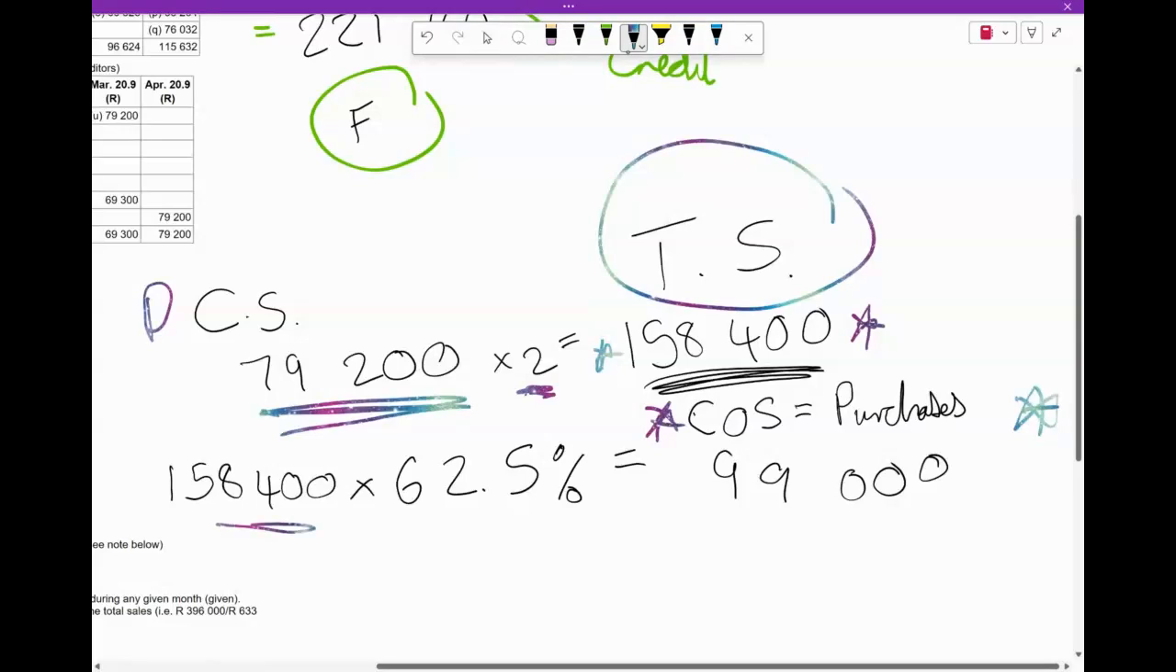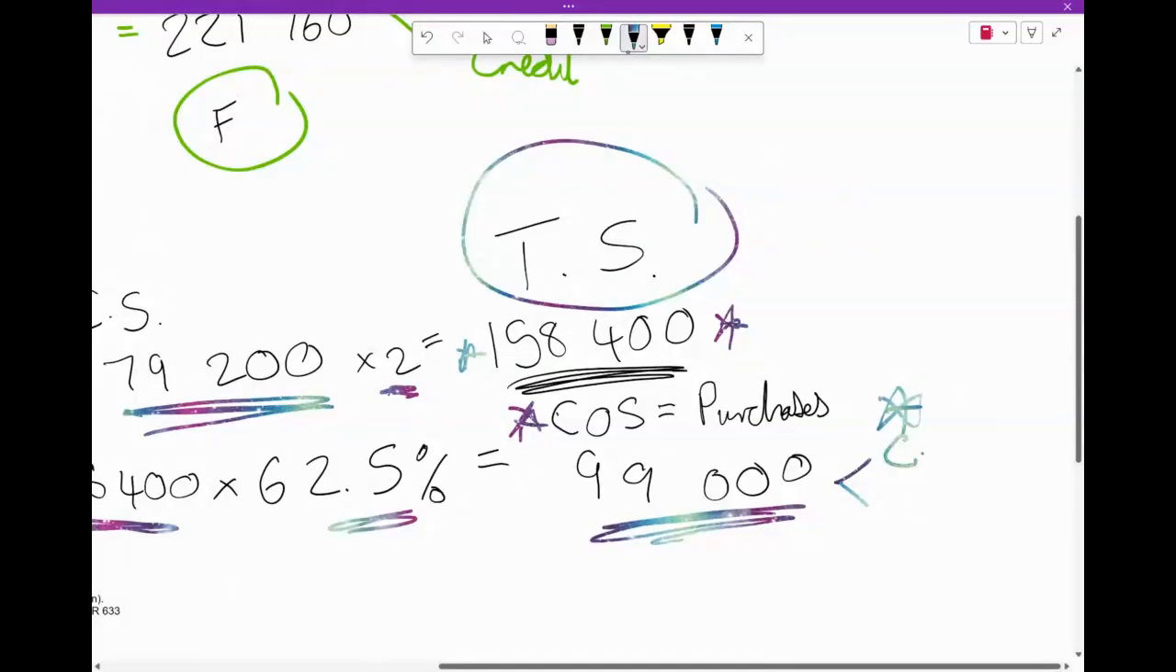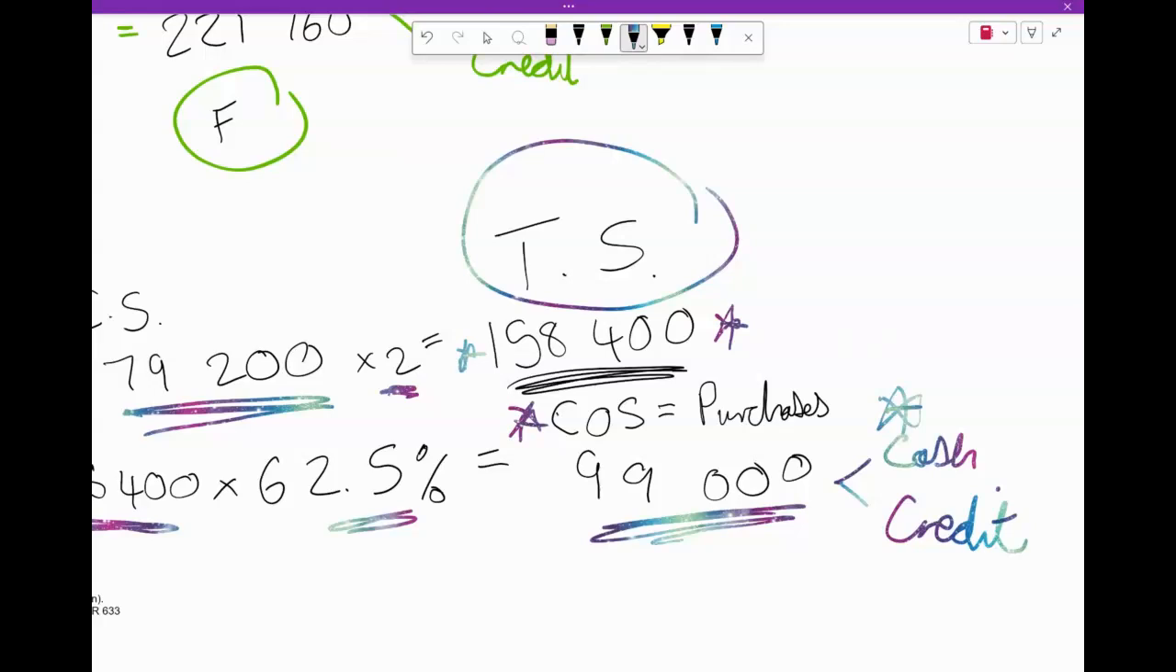Then when we have our total sales, we said we know that our cost of sales is 62.5% of our sales. That's how we got the 99,000, which I think Thomas or Ash provided us with. We know that this includes cash purchases and credit, so I'm going to write it out here, cash and credit. We're only interested in the credit portion, because the cash portion was for December.